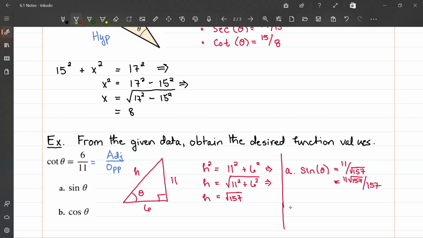Now we can do cosine. We almost ran out of room here. Once again, test your knowledge. Here we go. Since the side adjacent to theta has length 6, we find out that cosine of theta should be 6 divided by root 157, and we can simplify that, or rather rationalize that, as 6 square root of 157 divided by 157.